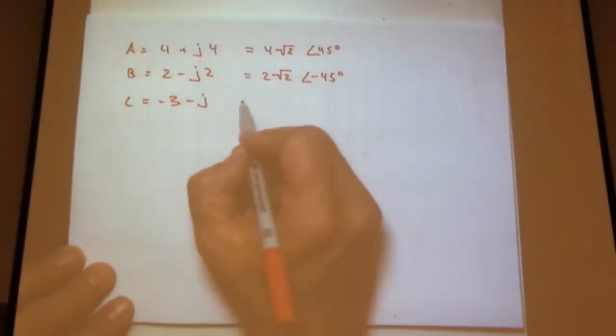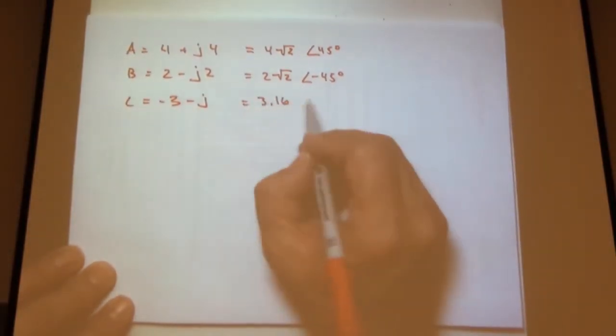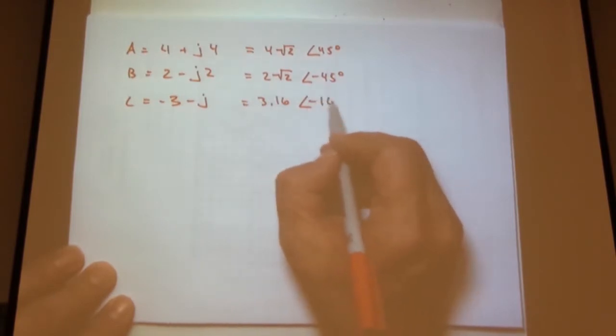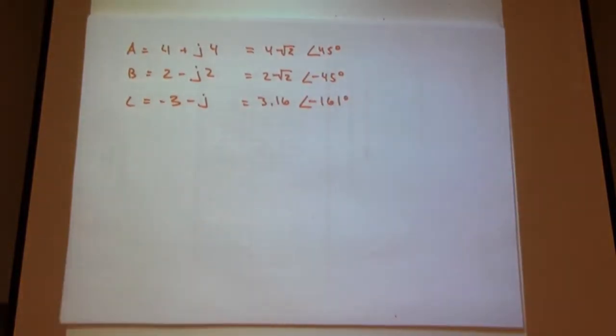And the last one you can calculate out if you don't believe me, but it's 3.16 with an angle of minus 161 degrees. And I don't care if you write this in radians. I tend to write in degrees just because I can visualize that a little bit better.